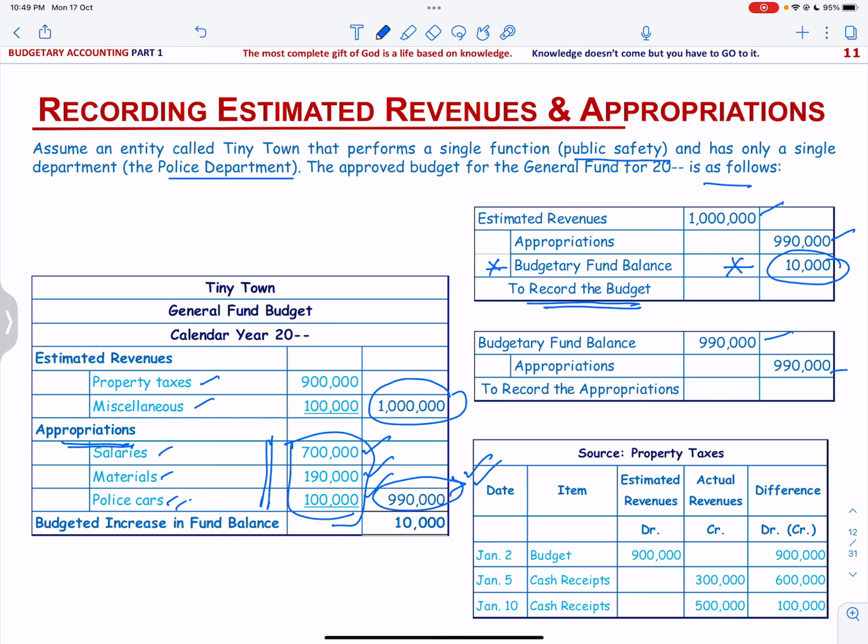And you can see that they have revenue through property taxes, and the estimated revenue is 900,000. We have debited estimated revenue for the property tax 900,000, and this is how it is going to be recorded in the general ledger. So the estimated property taxes to be collected is 900,000.